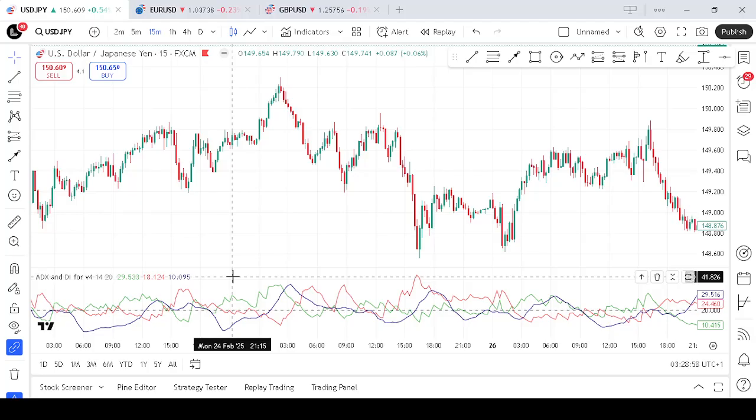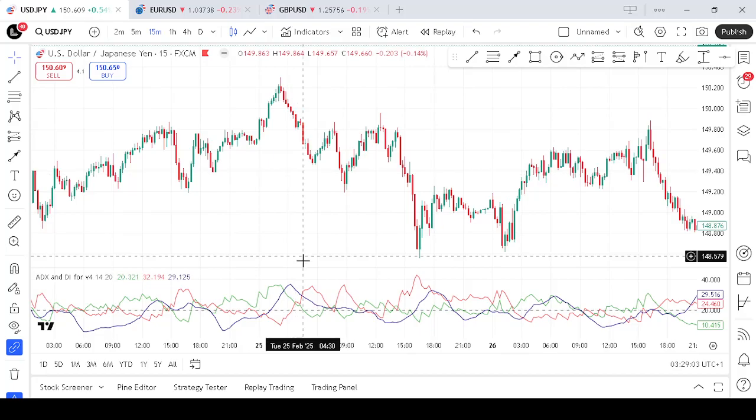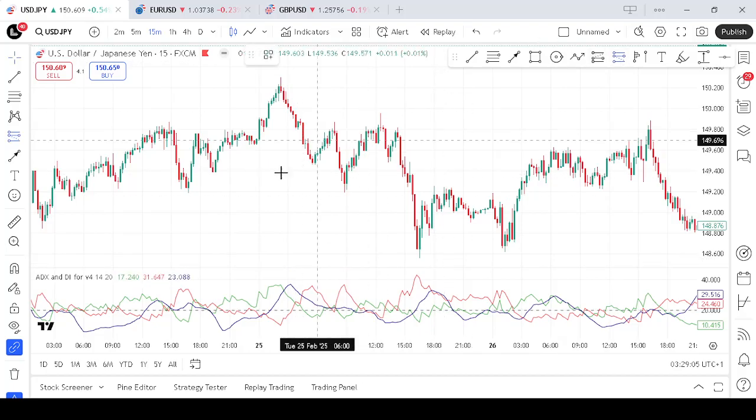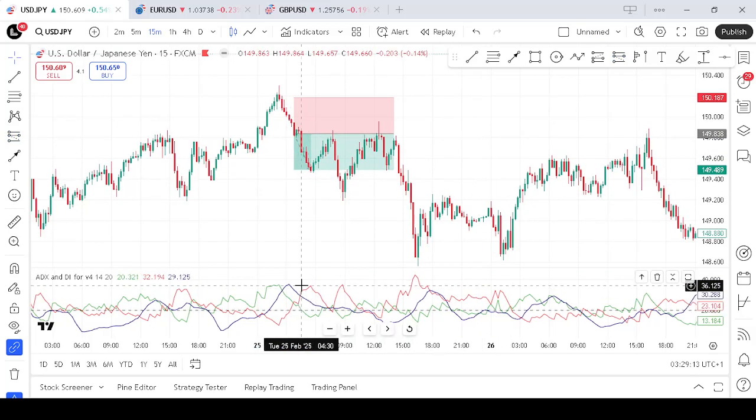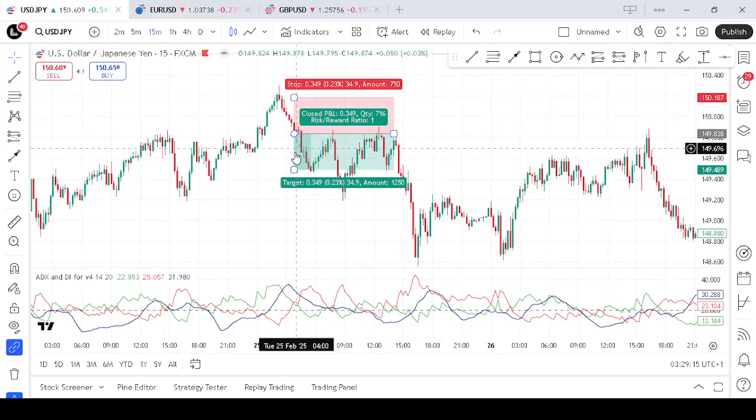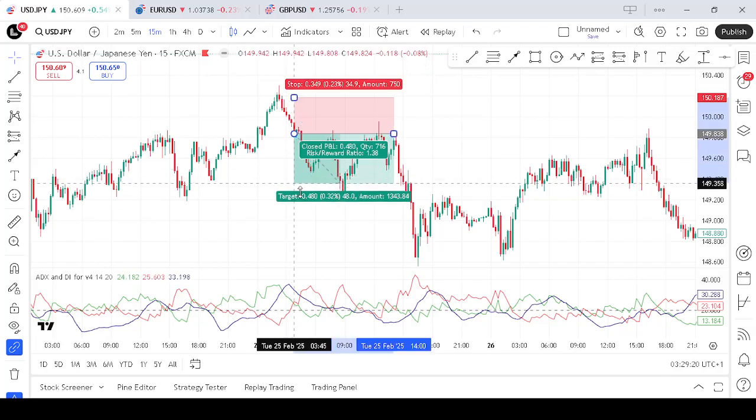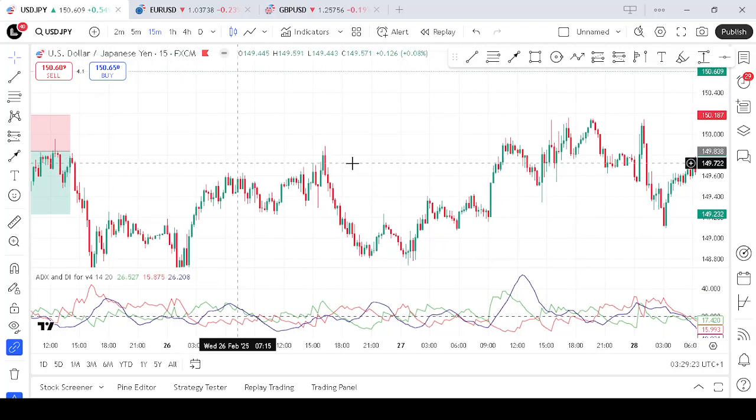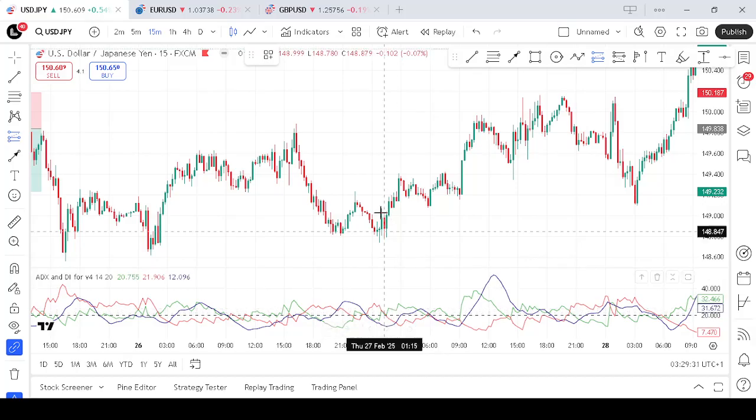Now, how do we exit our trade? We exit our trade for a long position. First of all, let's see how we enter. By the time we see a crossover, we can enter the trade at that level. Where we see the crossover, we enter the trade at that level. For a long position, after the crossover, we enter at this area, when the positive crossed above the negative.